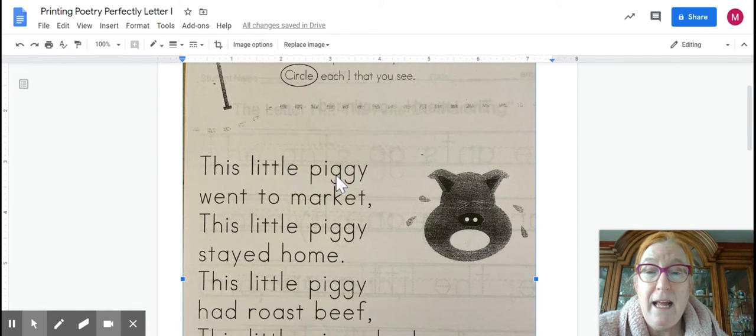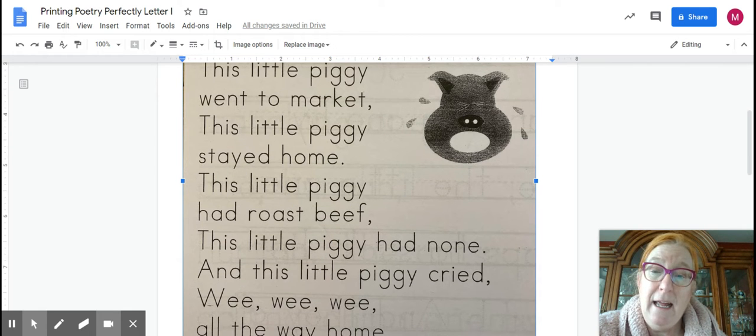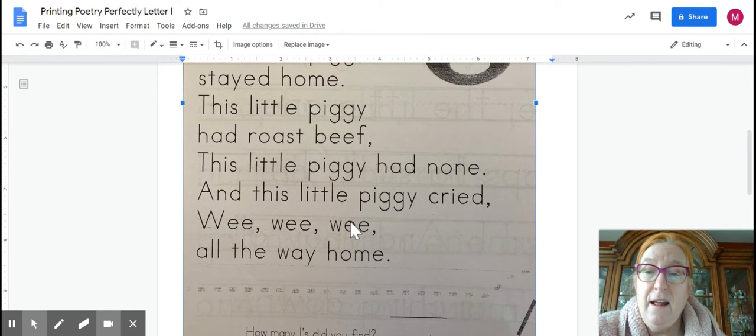This little piggy went to market. This little piggy stayed home. This little piggy had roast beef. This little piggy had none. And this little piggy cried, wee, wee, wee, all the way home.